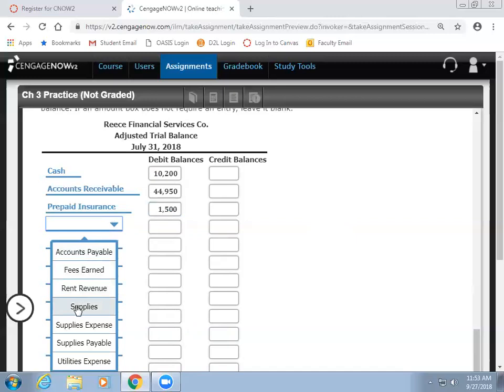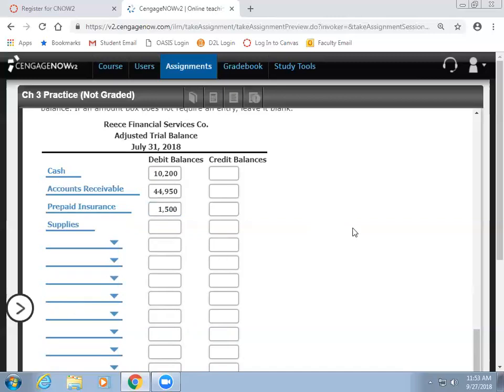Supplies are our next one. Again, it's on the board. We started with $1,725. We adjusted out $1,110. So there's our new balance. It should have a new debit balance of $615. Our next account is land. Should anything happen to land? No. Remember, land stays on our books at the cost we paid, the price we paid, until we sell it or dispose of it. So land stays a debit balance of $50,000.